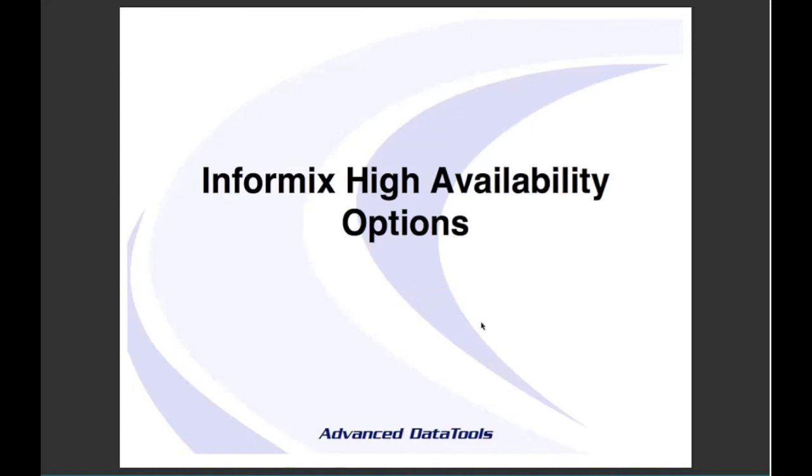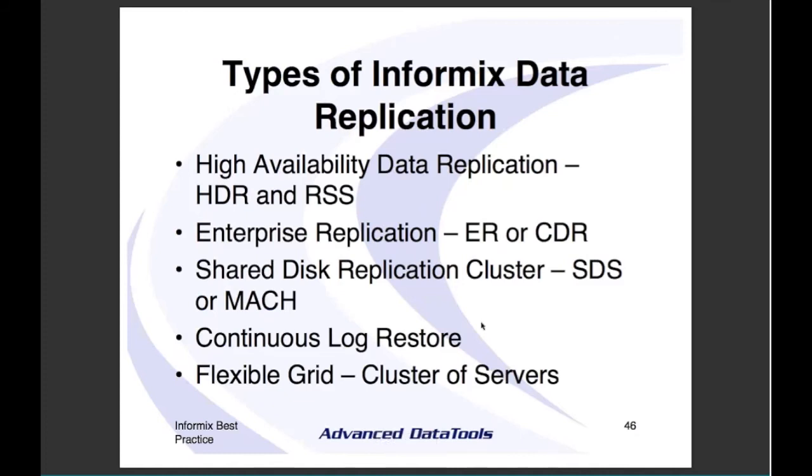So the last part of this is high availability. And Informix has multiple kinds of replication. I'm only going to talk about high availability, HDR for short. And HDR allows you to set up a clone of your production system and have it continually getting log records from your production system so it's ready to take over if your production system goes down. This is the best kind of insurance you can have.